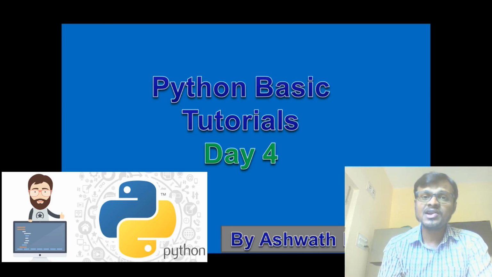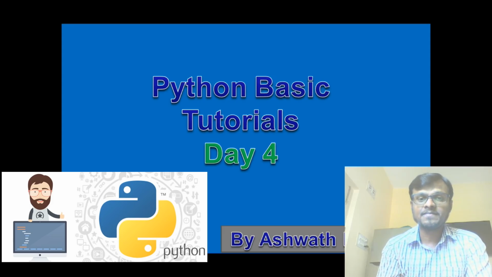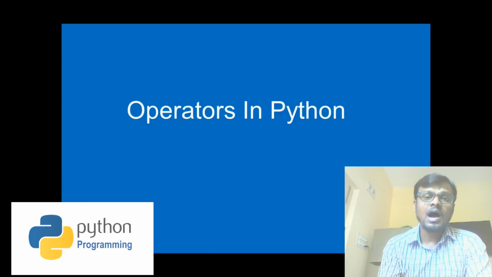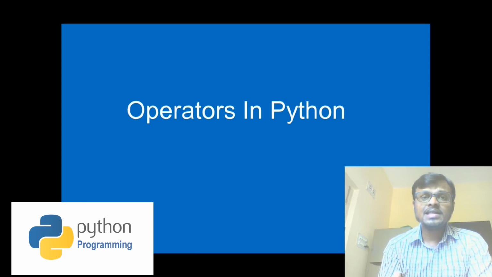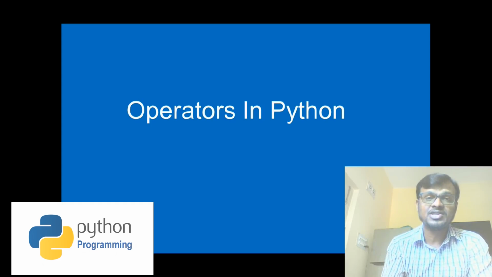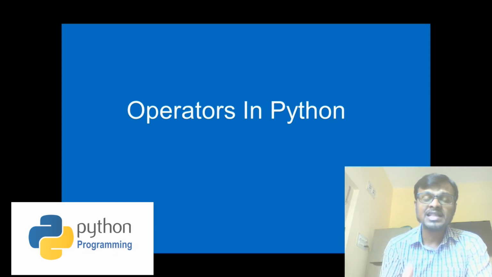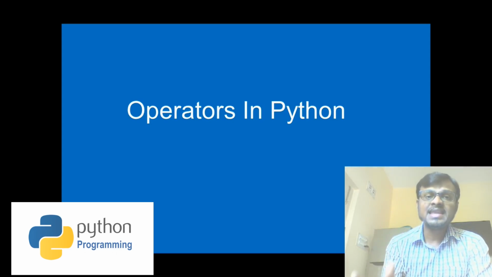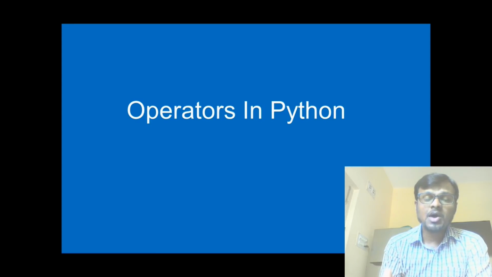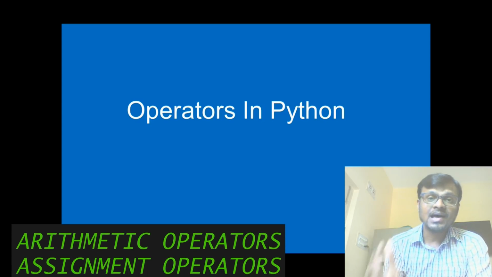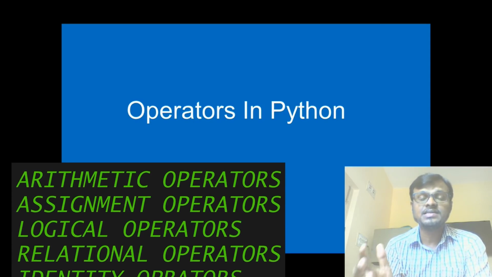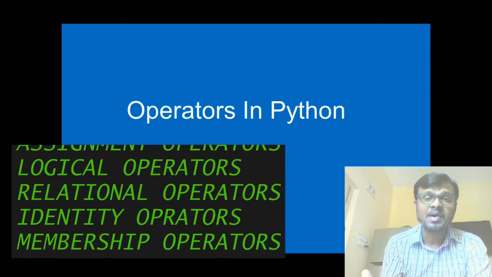In my previous class we already discussed the data types in Python. Today I have come with a new concept called operators in Python. So guys, in programs we need to use some operators to perform some operations to achieve some goals. So what do operators do? An operator is used to perform specific mathematical or logical operations in the program. Python provides many operators such as arithmetic operators, assignment operators, logical operators, relational operators, identity operators and membership operators.